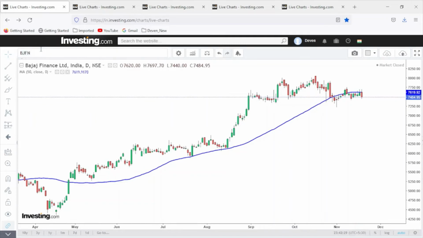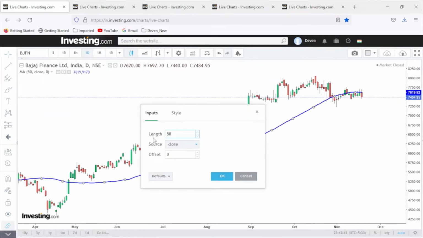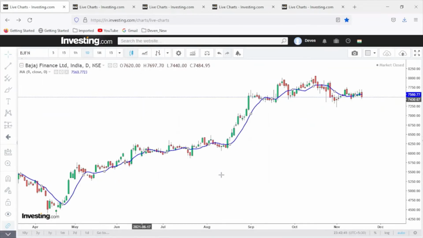So can this be used for a shorter time frame? Now this is a 50 MA, right? Yeah, you can use it, but then it will be a very nasty movement. There will be lots of buying and selling of your trade.